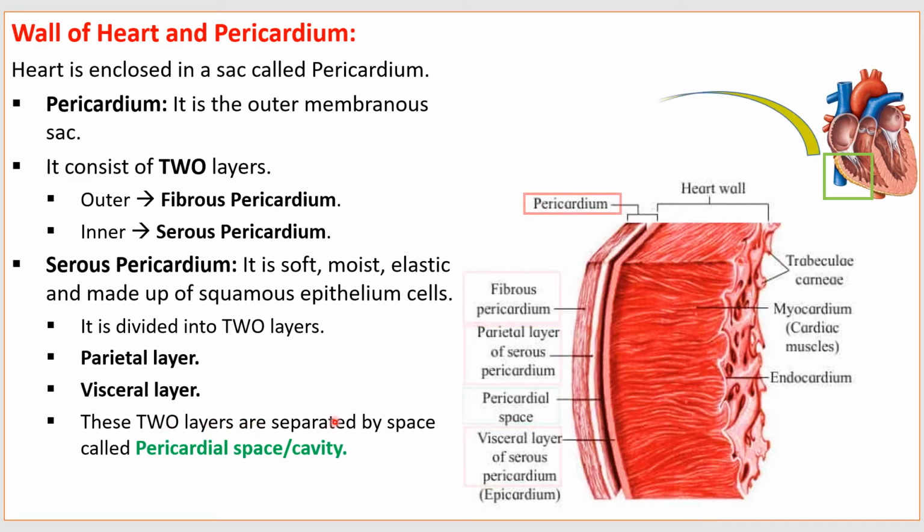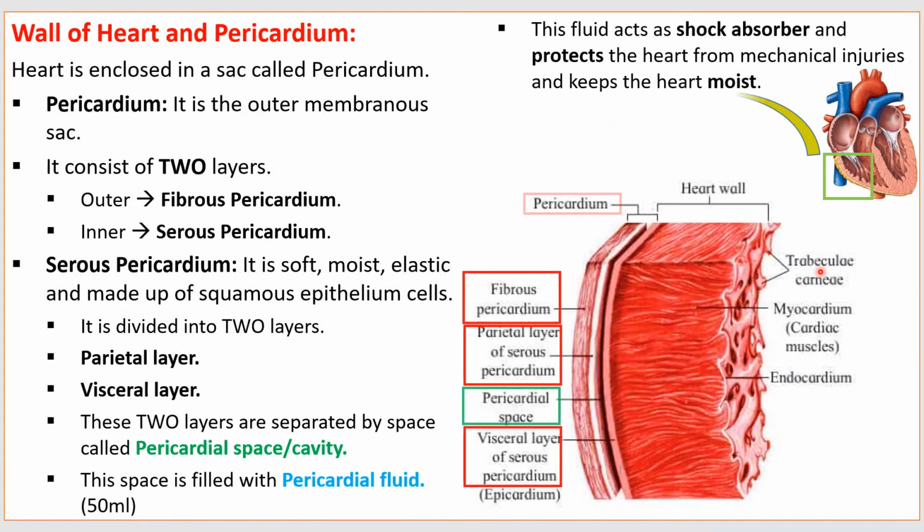These two layers are separated by a space called pericardial space or cavity. This pericardial cavity is filled with pericardial fluid. Look here, this is the pericardial fluid. Near about 50 ml of pericardial fluid is present. This pericardial fluid acts as a shock absorber and protects the heart from mechanical injuries and keeps the heart moist.